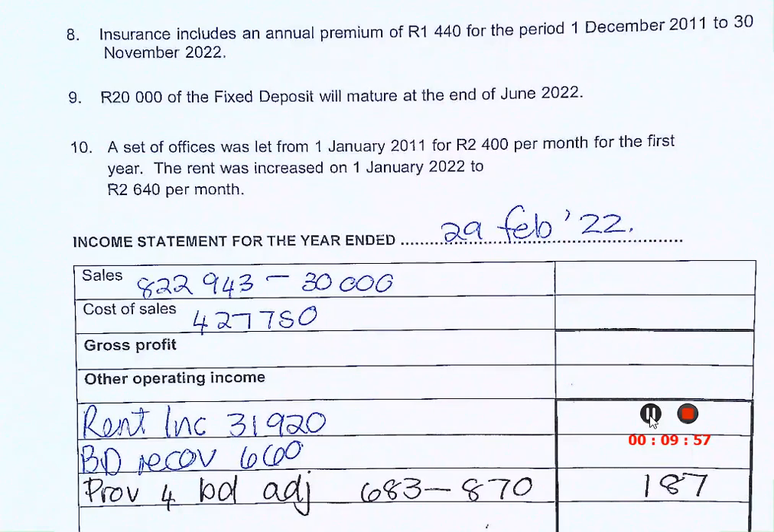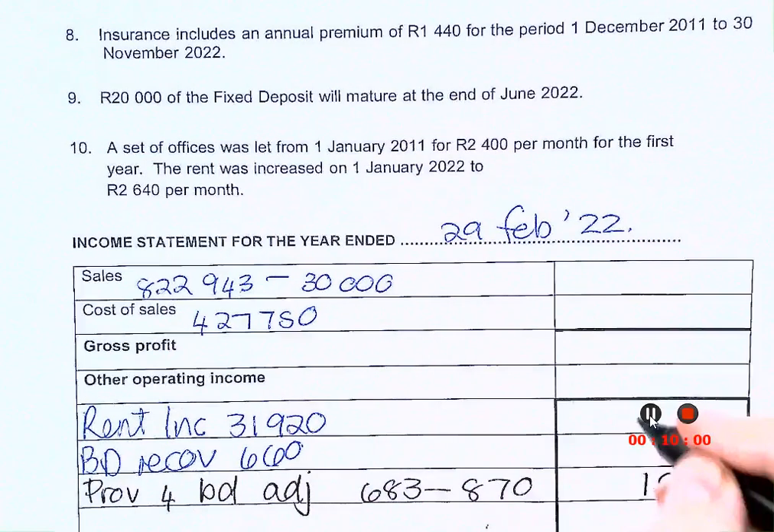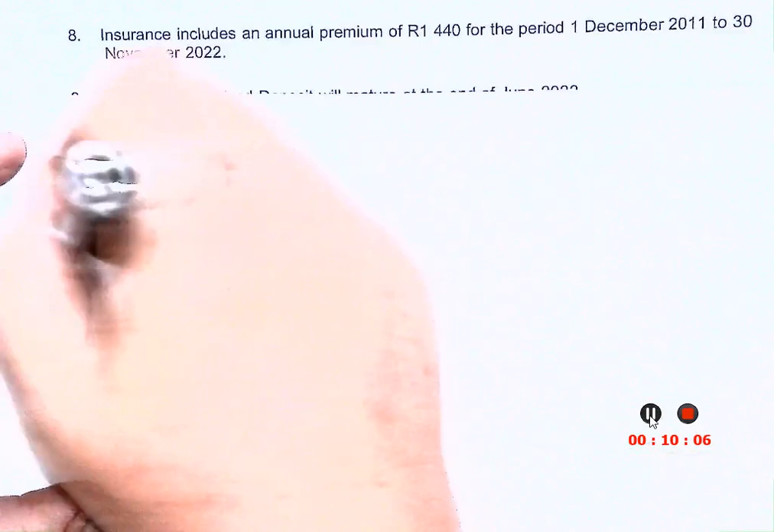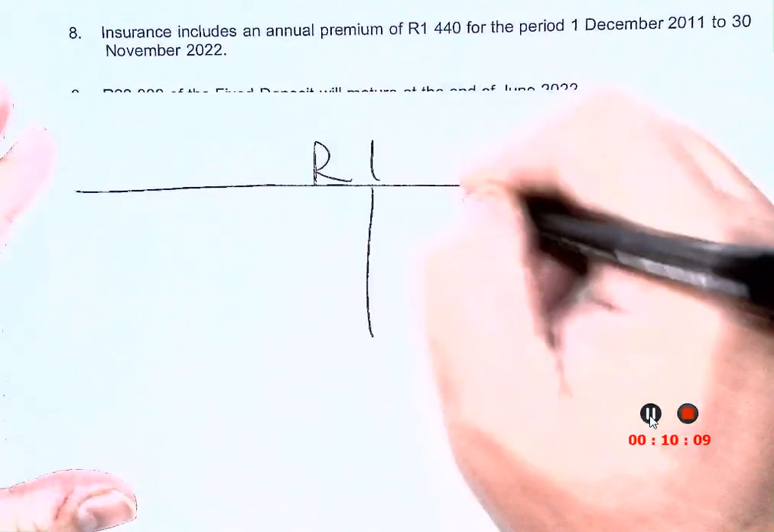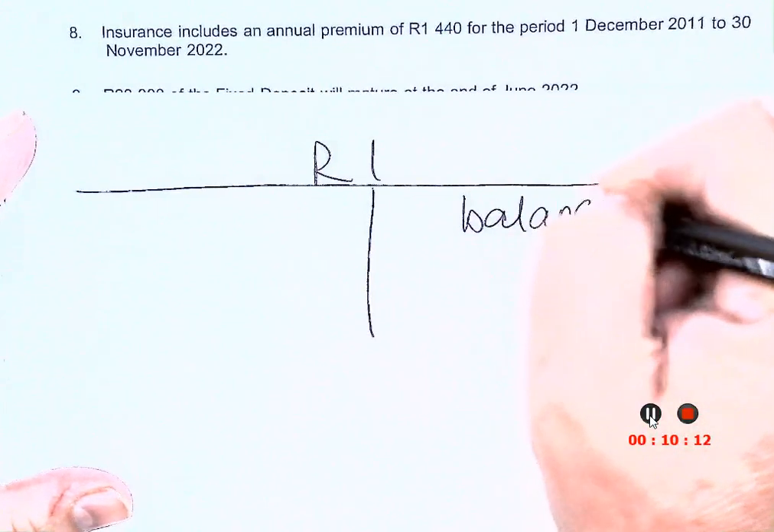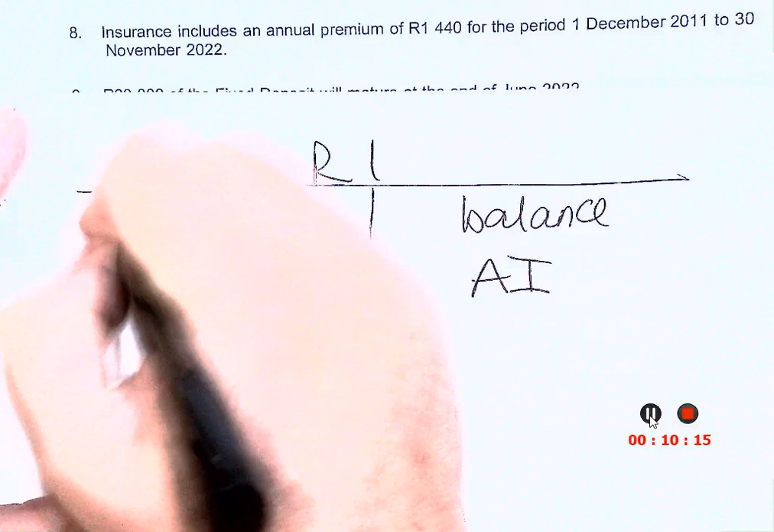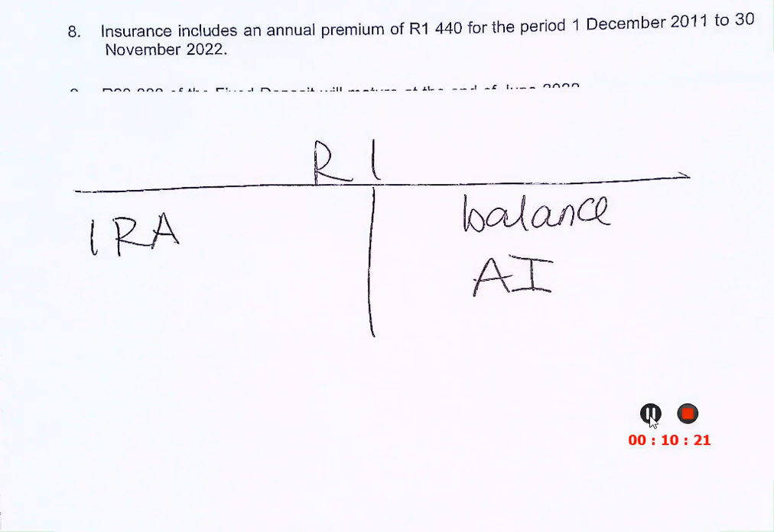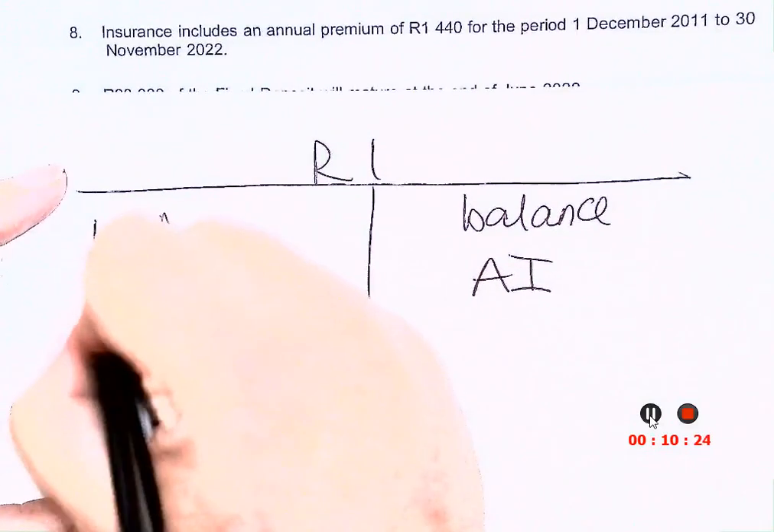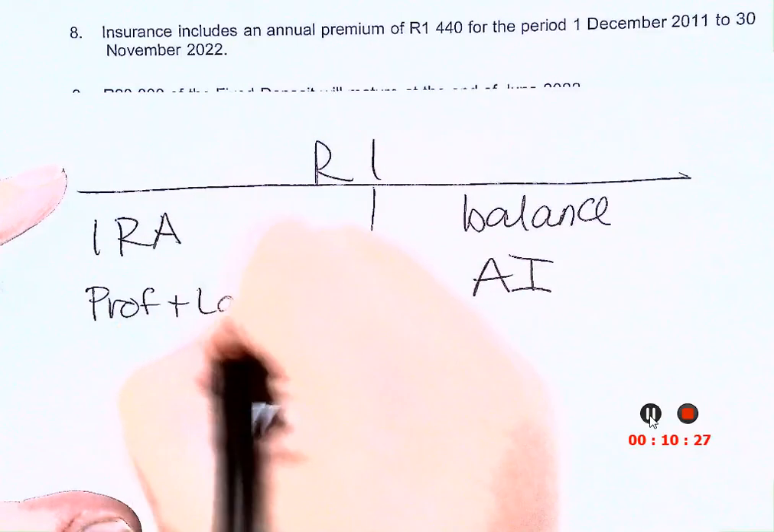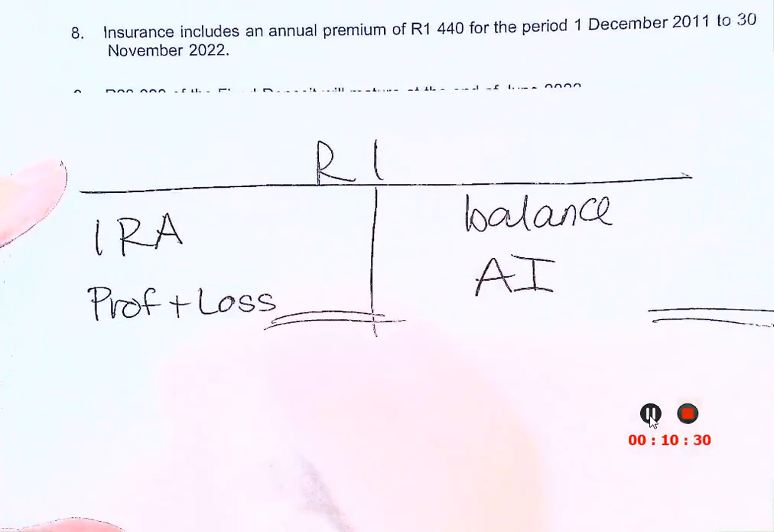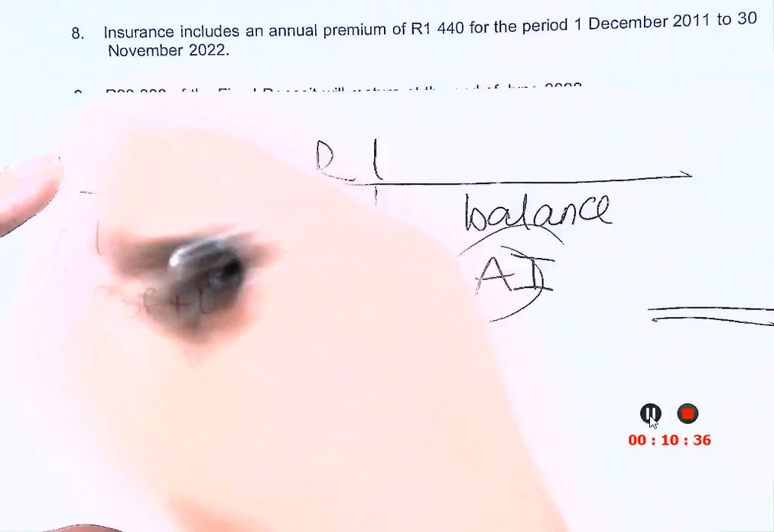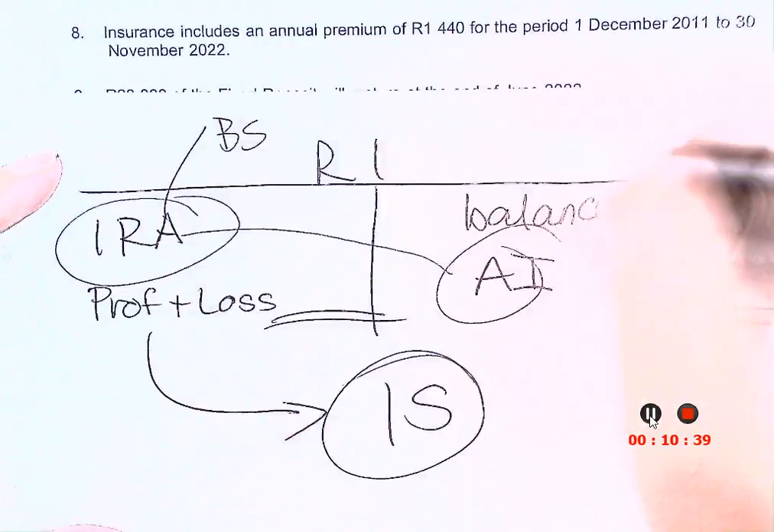Can you see they give you enough information to calculate this amount here? Because if you think about it, how does this work? My rent income will have an opening balance. It will have either an accrued income or an income received in advance. Either one, can't have both. And then I'm going to close it off to profit and loss. You guys with me? Now what is profit and loss? Profit and loss is the amount that goes to the income statement. The accrued income and the income in advance is the amount that goes to the balance sheet.